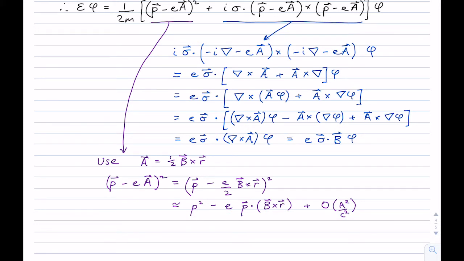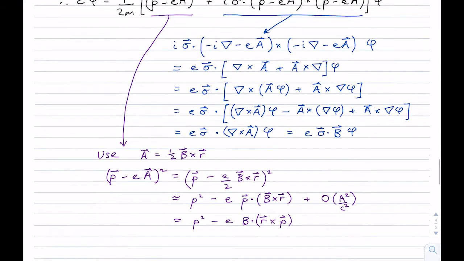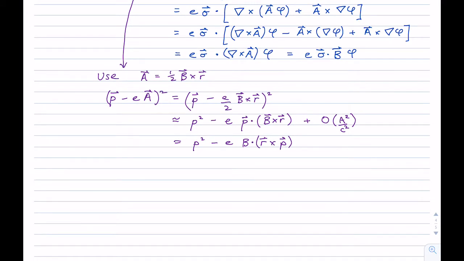And this is equal to, we can use the rules of the triple product here to rearrange this as minus E. So you can do cyclic permutations. So we can do B dot R cross P. You can always do cyclic permutations of a triple product. And R cross P, you'll recognize, is L, the orbital angular momentum.